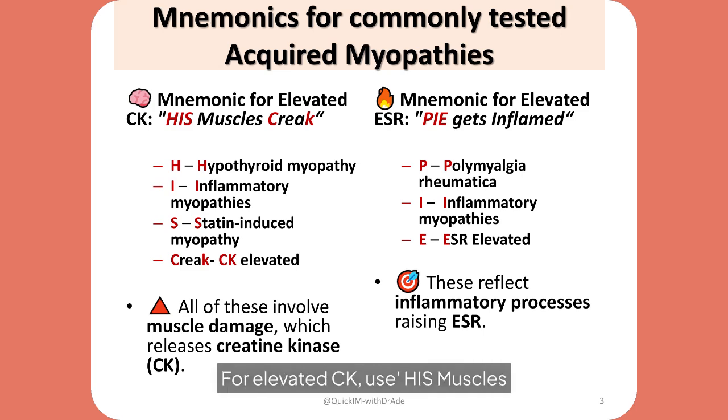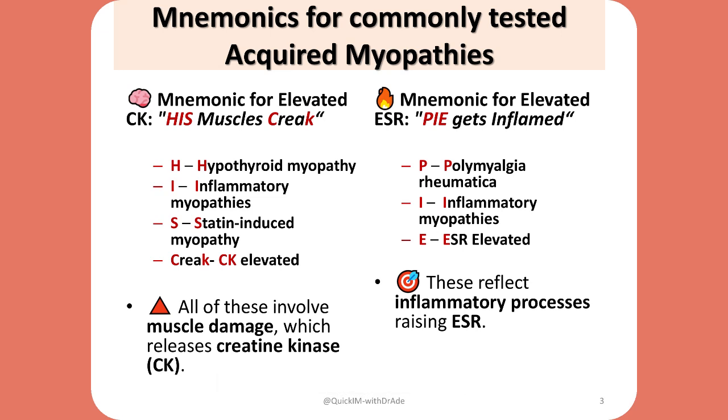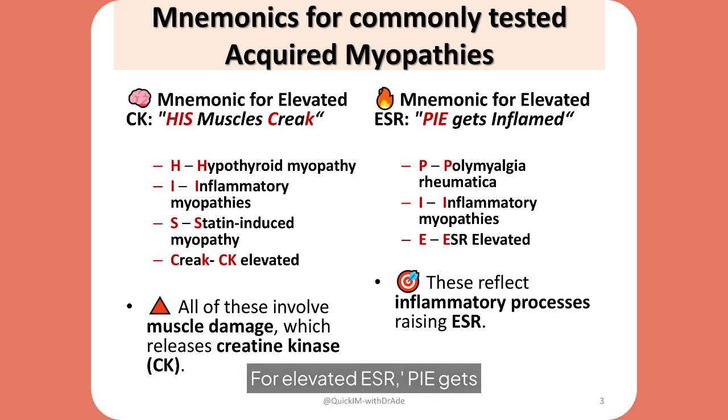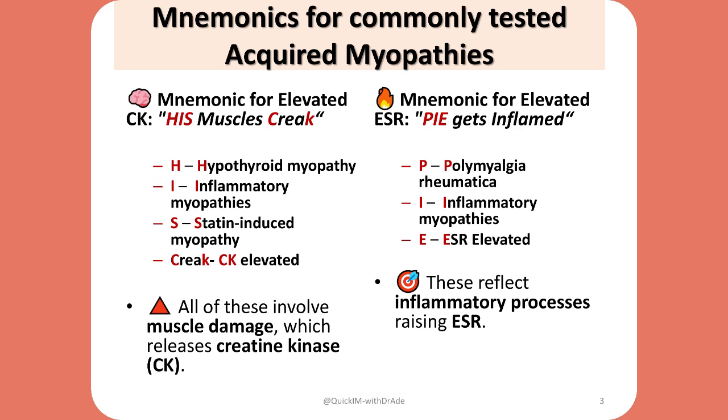For elevated CK, use HIS CreaK: hypothyroid, inflammatory, statin-induced myopathies, CK elevated, all of which involve direct muscle fiber injury, leading to CK release. For elevated ESR, PIE gets inflamed: polymyalgia, inflammatory myopathies, elevates ESR, due to systemic inflammation. These mnemonics provide a quick, memorable framework for differentiating lab patterns.